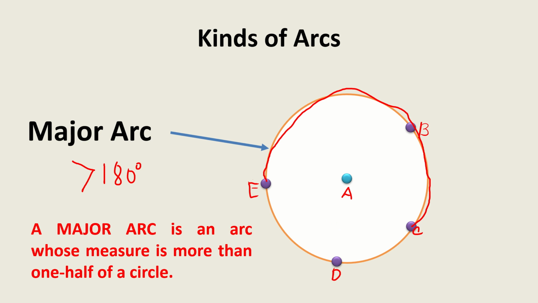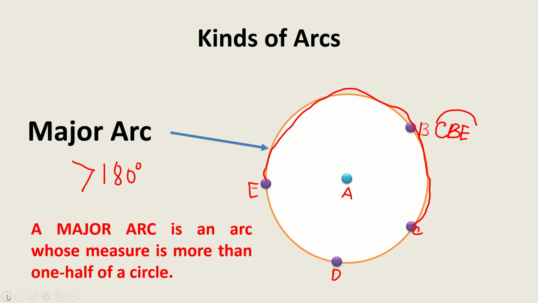sa pagtingin sa mga arcs, kapag minor arc, 2 letters. Kapag major arc ay 3 letters naman ang gagamitin natin na pangalan. So this is named as arc. Ano yung 3 letters na dinaanan niya? In order po. So from point C, so unahin nyo ay C. Then dumaan siya sa point B, so B. Then natapos siya sa point E. So that is a major arc.